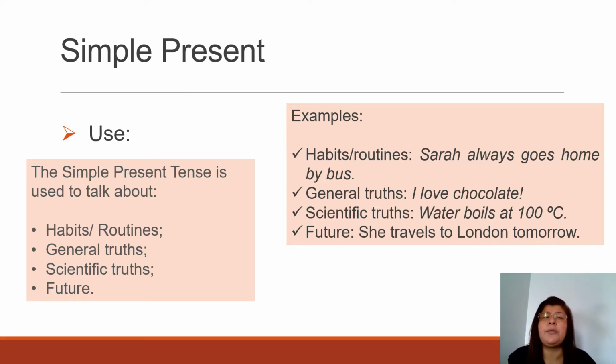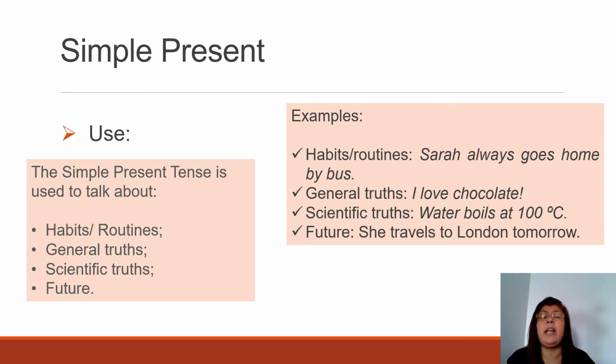The second use is a general truth. What's this general truth? São verdades de uma forma geral. É uma coisa que é verdadeira, independente do tempo que isso acontece. For example, I love chocolate. So it's present, but it's a fact, not only something specific of the present time. Okay? Scientific truths, we say verdades científicas. For example, water boils at 100 degrees. So it's not only in the present time, but it's a scientific truth.